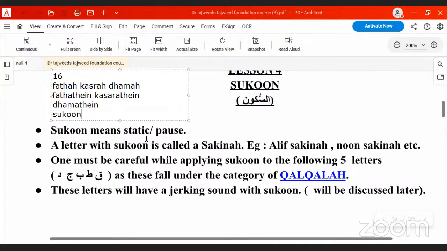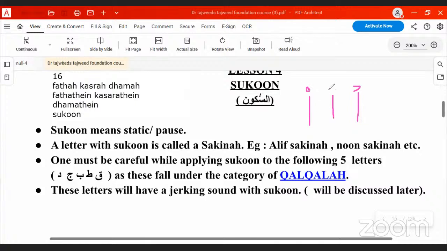So sukoon means static or pause. A letter with a sukoon is called a sakina. Example, alif sakina. What is alif sakina? Alif with a sukoon. Normally in madrasas, we learn sukoon like this, like a small zero.